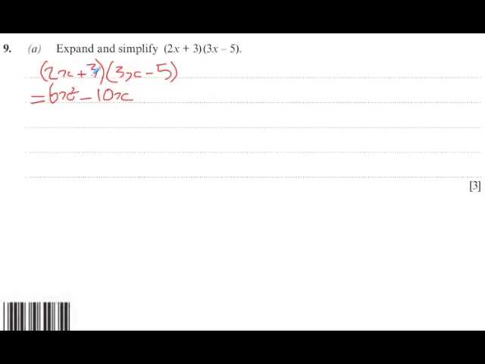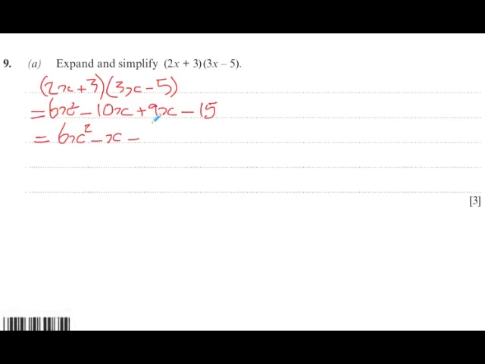Now moving on to the second part of this, we have to multiply 3 by everything in here. So 3 times 3x is 9x, and 3 times minus 5 is minus 15. Simplifying that, we've got 6x squared, minus 10 plus 9 is minus x, minus 15. So we've got a quadratic equation there.